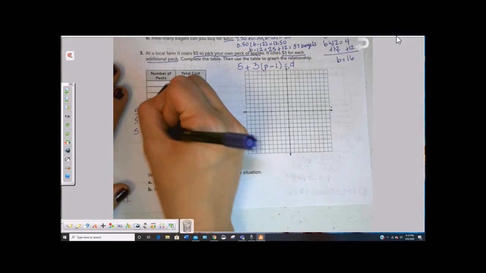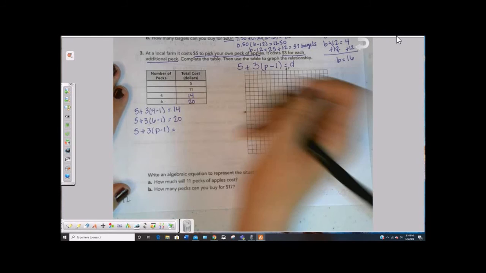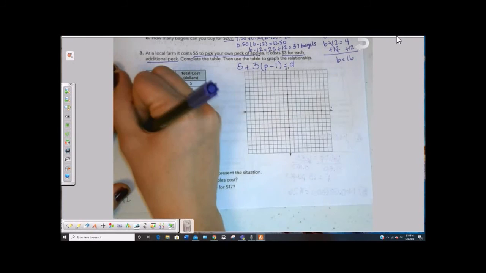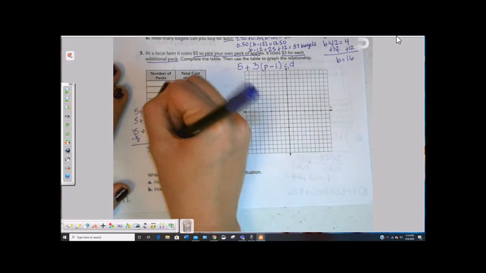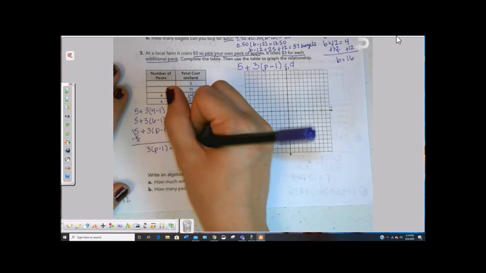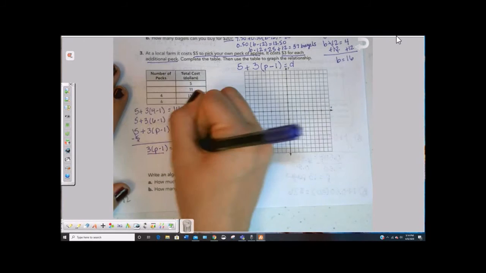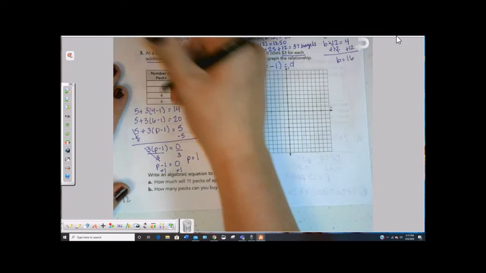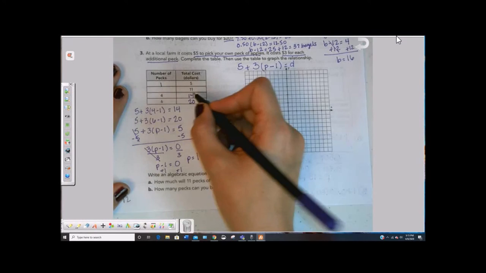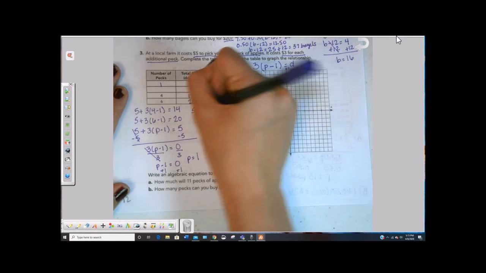Now we're going to do the opposite. And again, this is a little bit longer version, but it works. The first is $5. So we're going to take away 5 first. We're left with 3 times p minus 1. And we know 5 minus 5 is 0. Now I'm going to divide each side by 3. And now we're left with p minus 1 equals 0. Now you're going to add 1 to each side, so you find out p equals 1. So for $5, it's 1 peck, which we know.